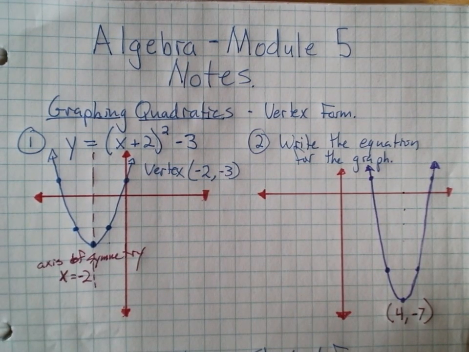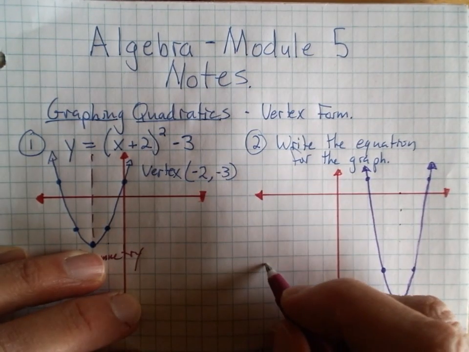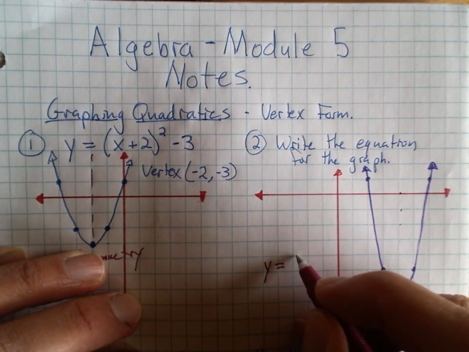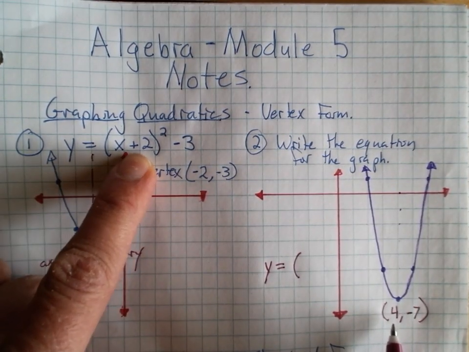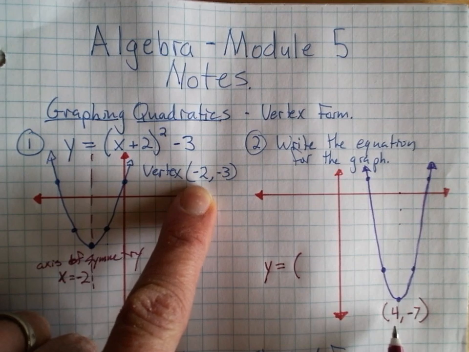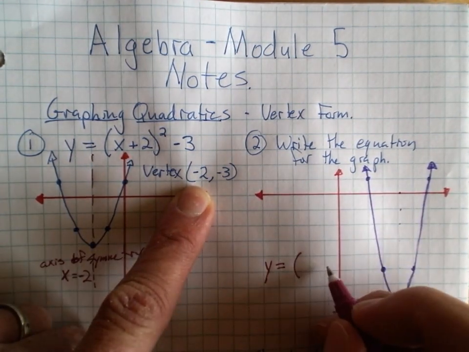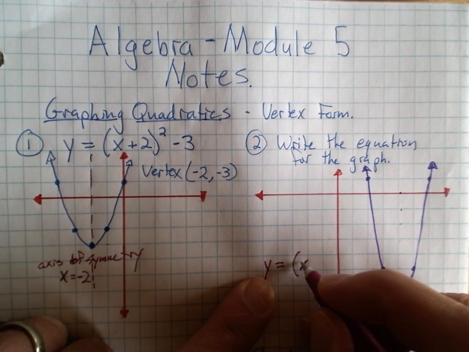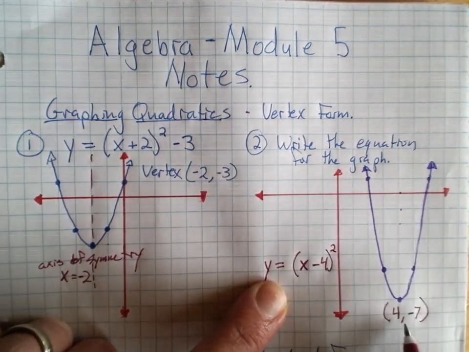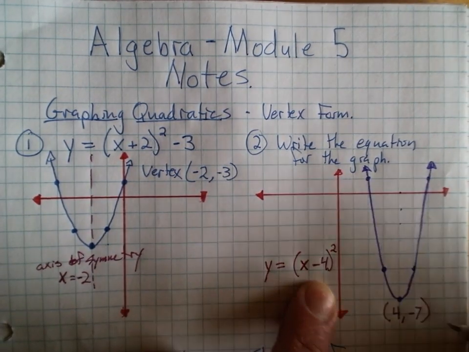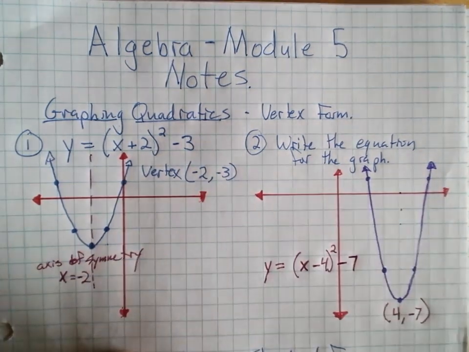All right. So now when it comes to writing that equation, I know that it's going to be x plus 4. Here it was x plus 2, but then it made it a negative, right? So I have to think, when x is 4, it's going to zero out. So it's going to be x minus 4 squared, so it's the opposite. And then it's down 7, so it's going to be minus 7.